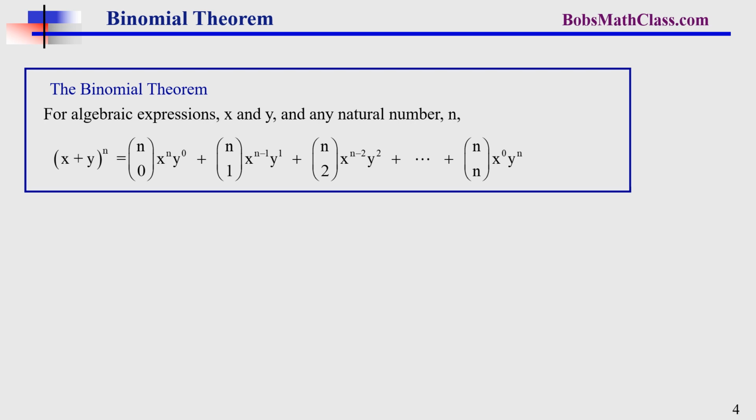Okay, now looking at this formula, the first term is x. Notice that its exponent is n on the right hand side. So it's x to the n. Then what it does is it decreases by 1.